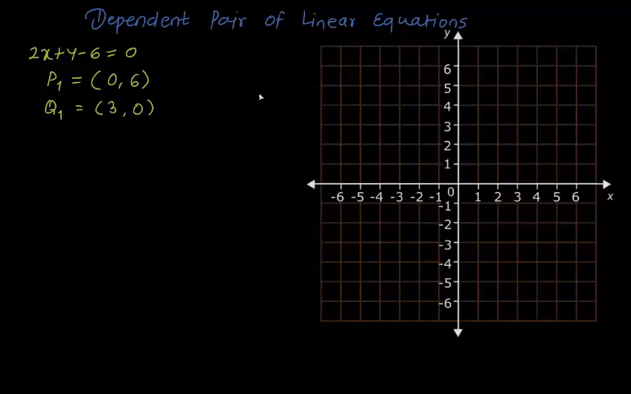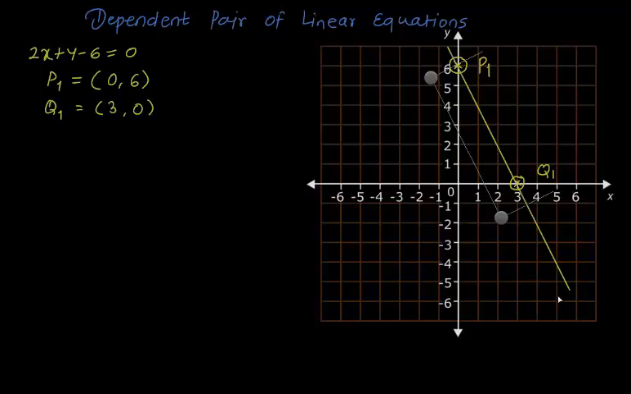So the point P1 will lie on y-axis as its x coordinate is 0. Then point Q1 will lie on x-axis as its y coordinate is 0. So the point is 3, 0. Now let's draw a line passing through P1 and Q1. So this is the line passing through point P1 and Q1. This line is nothing but representation of linear equation 2x plus y minus 6 is equal to 0. Now let's take another linear equation.